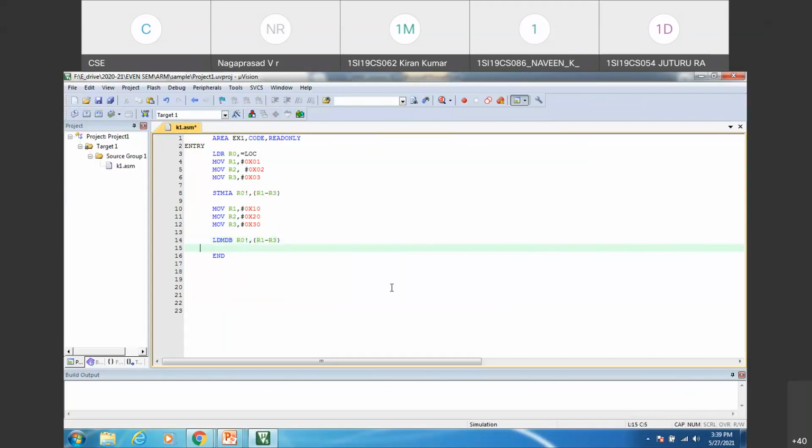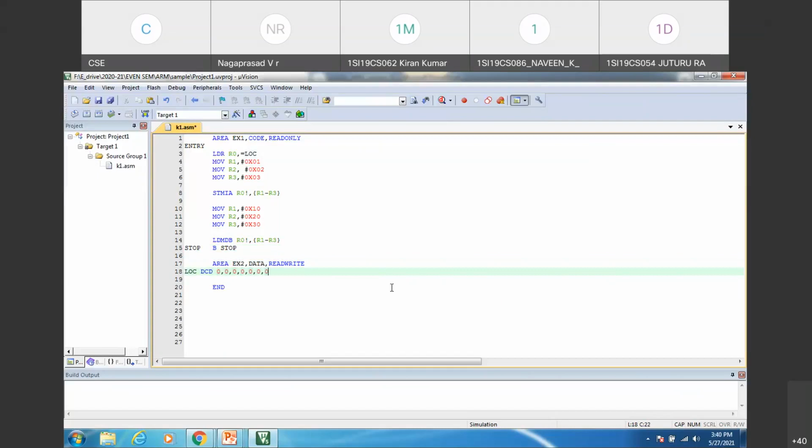Now, let me write an infinite loop. Stop label, and I'll use the instruction branch to stop. Now let me give the data segment area, ex2, comma, data, read-write. Now let me locate some memory where the data is to be written. Location, I'll use DCD space.